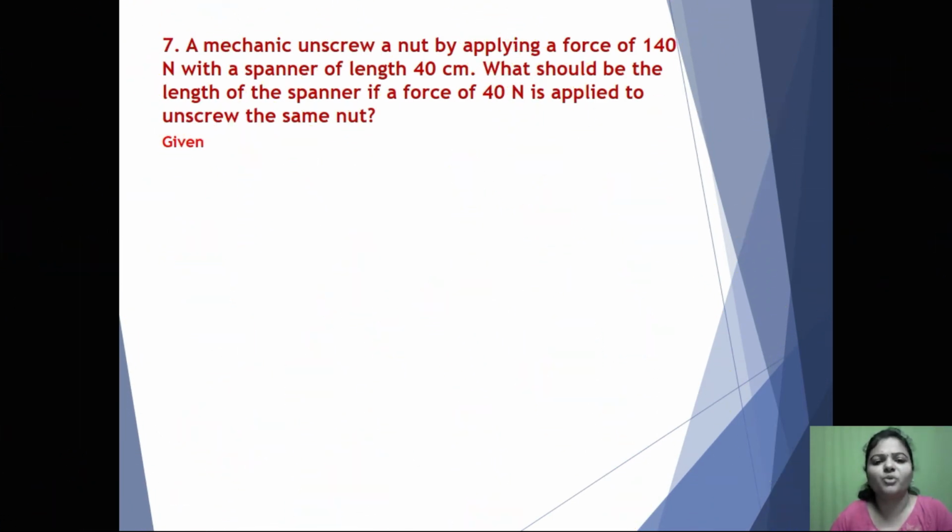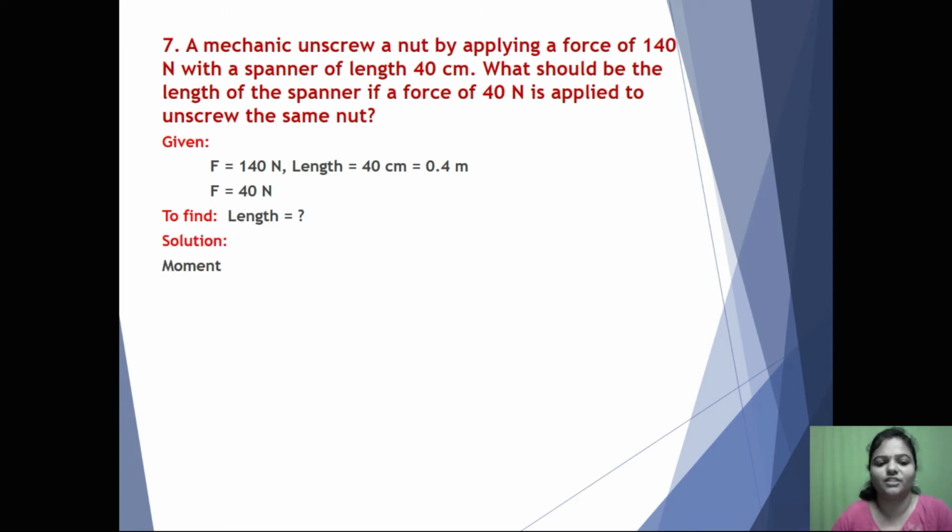A mechanic unscrews a nut by applying a force of 140 Newton with a spanner of length 40 cm. What should be the length of the spanner if a force of 40 Newton is applied to unscrew the same nut? So we will start the problem with the given. So F is equal to 140 Newton. The length of the spanner is given as 40 centimeter, which we will convert into meter, which is 0.4 meter. Now in the second case, the force is 40 Newton. So in the second case, when the force is 40 Newton, we have to find the length of the spanner.